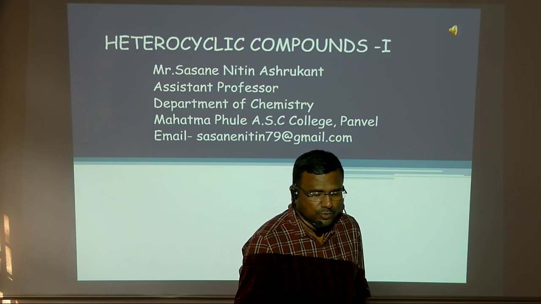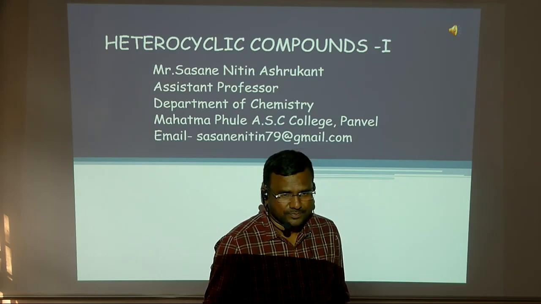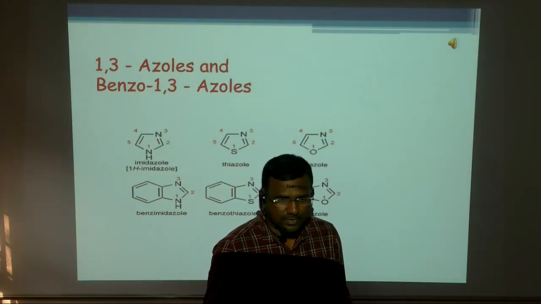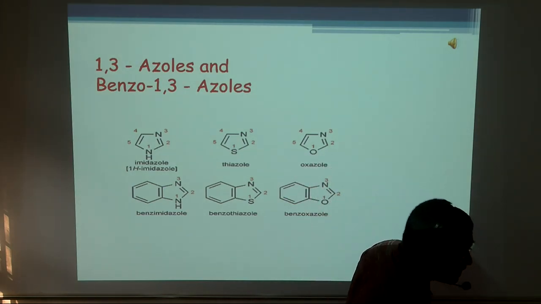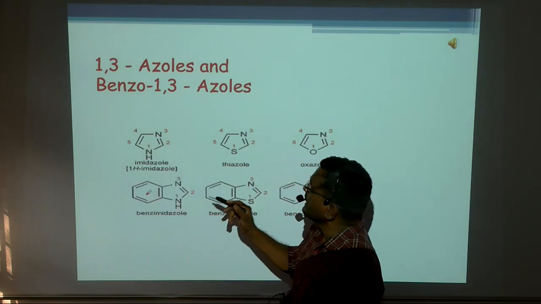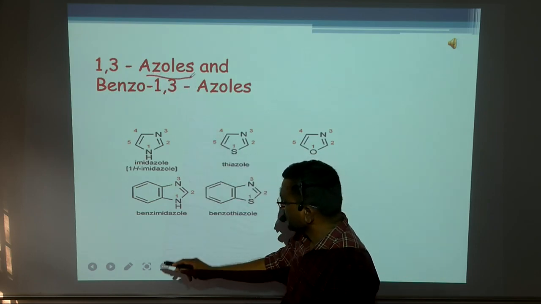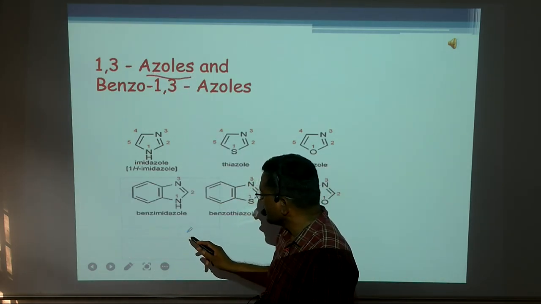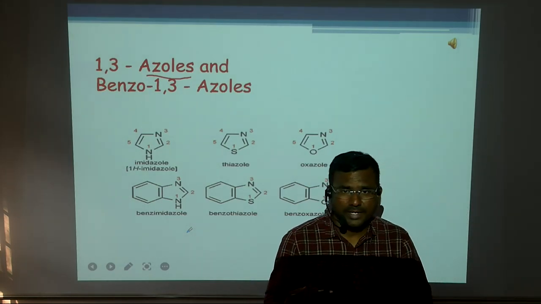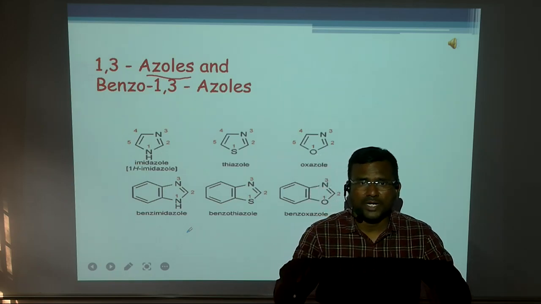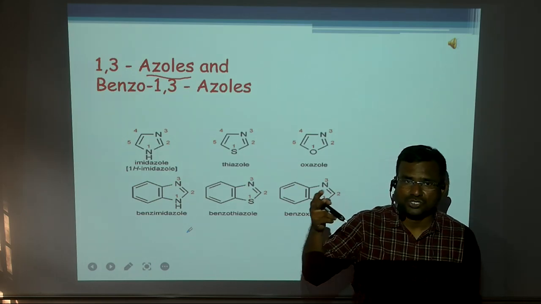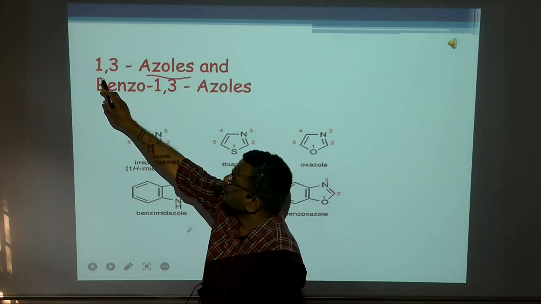Today, we are going to discuss heterocyclic compounds 1. In heterocyclic compounds 1, there is a very important topic, that is the azole family. Azole. So when I said azole, Az stands for nitrogen, and azoles are 5-membered heterocyclic compounds containing 2 heteroatoms, that is nitrogen, at position number 1 and 3. Therefore, these compounds are called 1,3-azole.